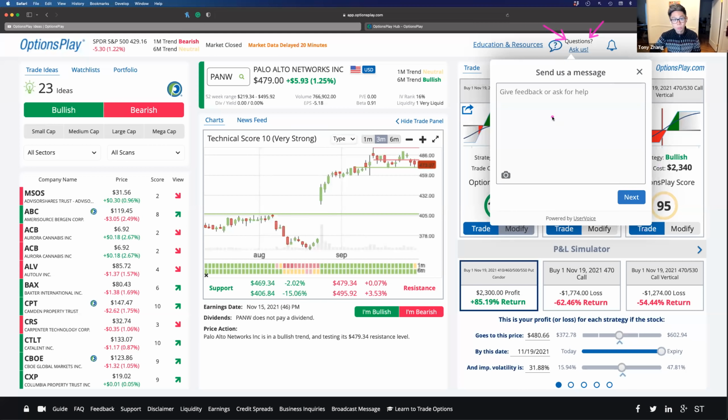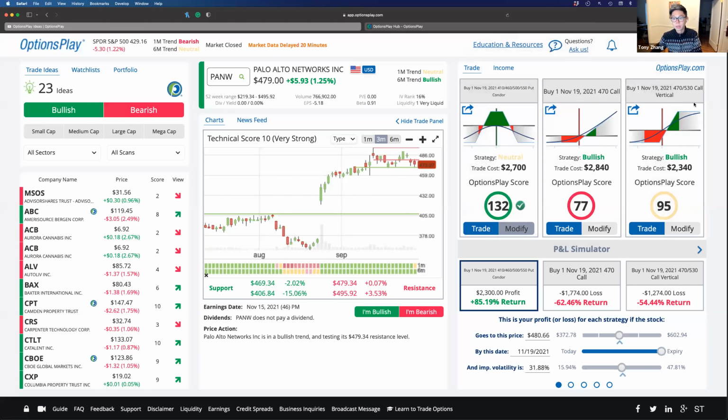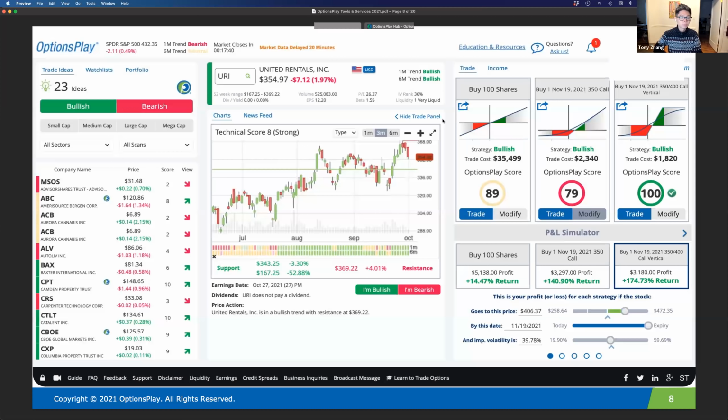Those tickets go to our support team. We're here to help answer your questions. So if you have a question regarding what you're looking at on the platform, you can send us a message, and you can even attach a screenshot of the platform so that we can see what you are looking at if you have some questions. So always feel free to contact us and our support team on the platform.